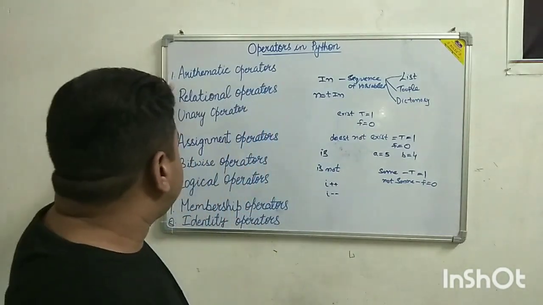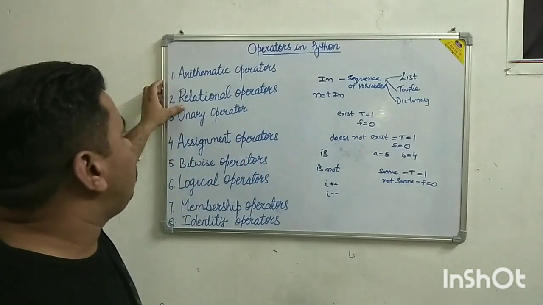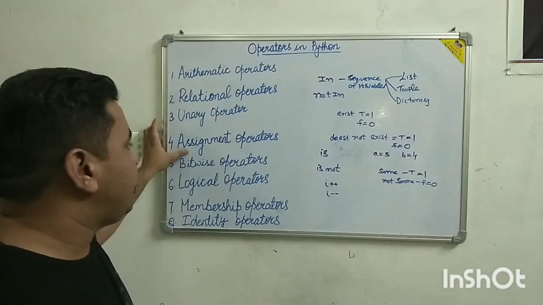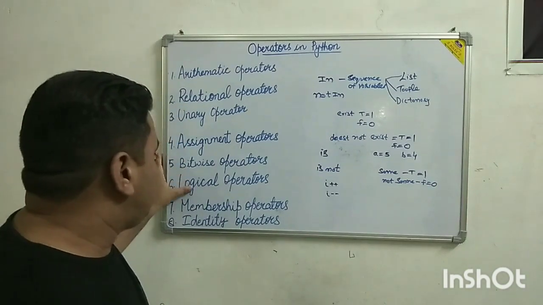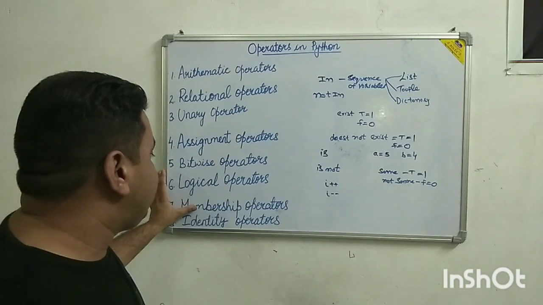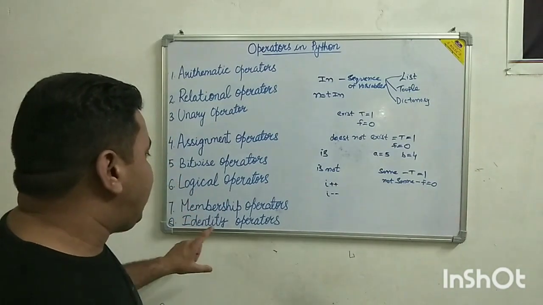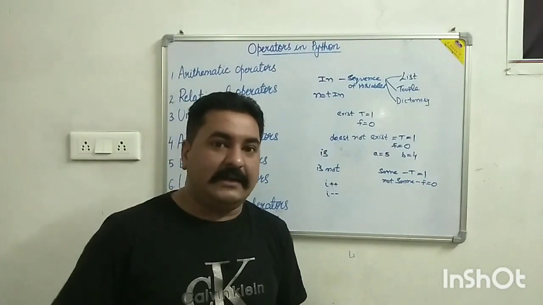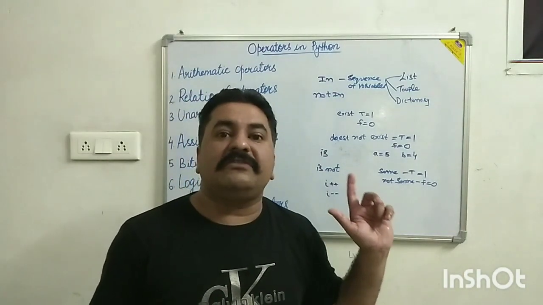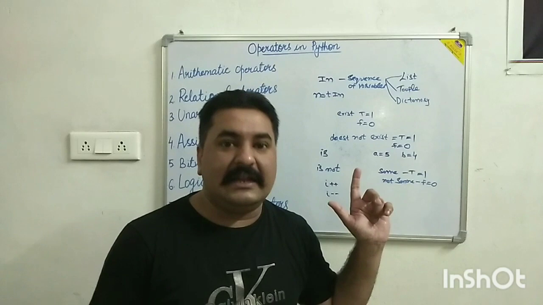These operators are: arithmetic operator, relational operator, unary operator, assignment operator, bitwise operator, logical operator, membership operator, and identity operator. These two, membership operator and identity operator, are included in Python, and the rest of the operators we have discussed in the C language also.